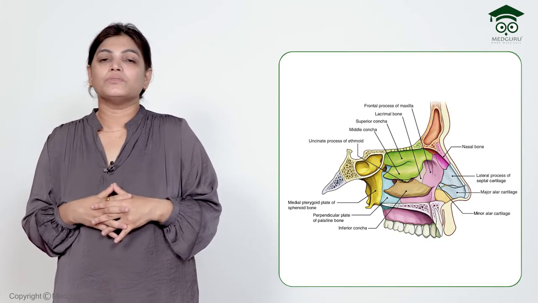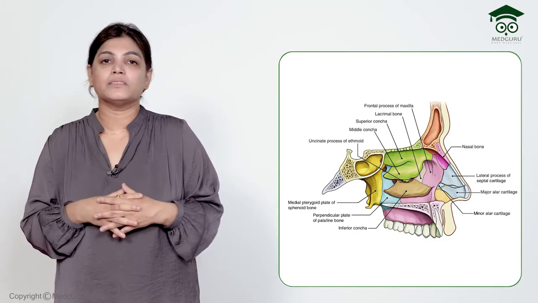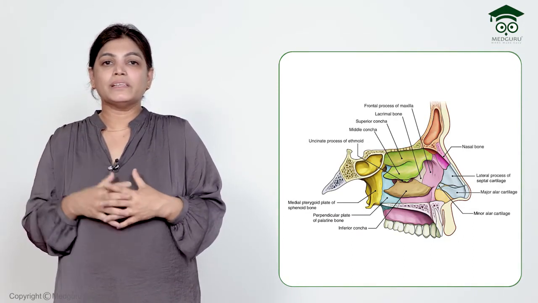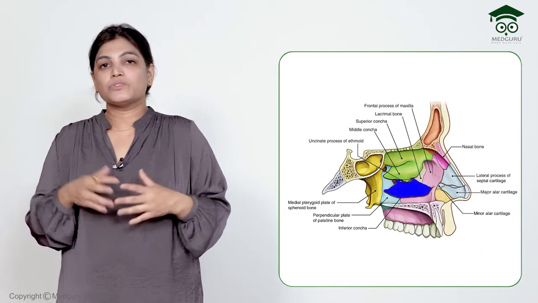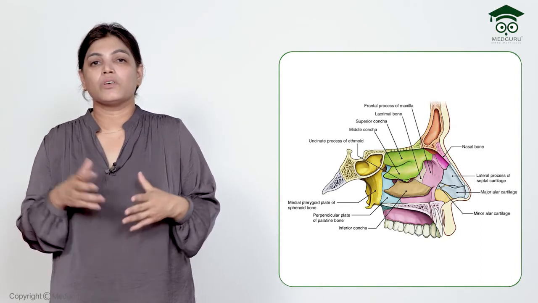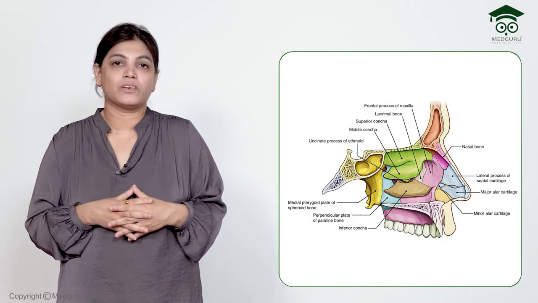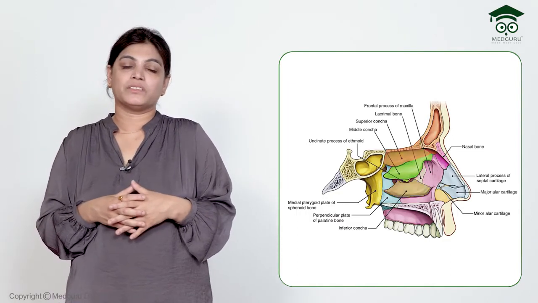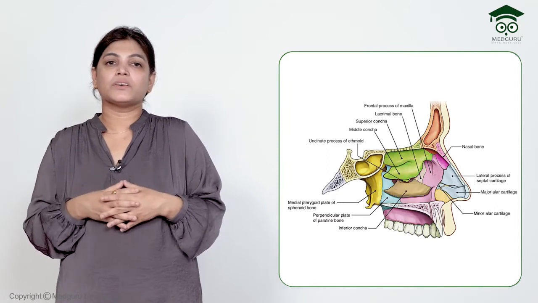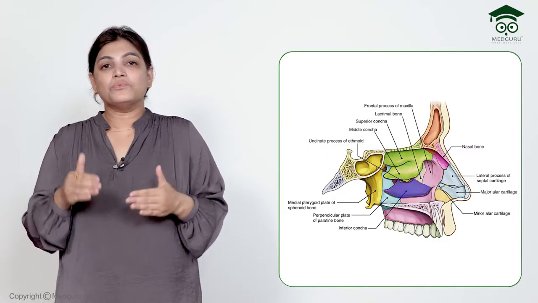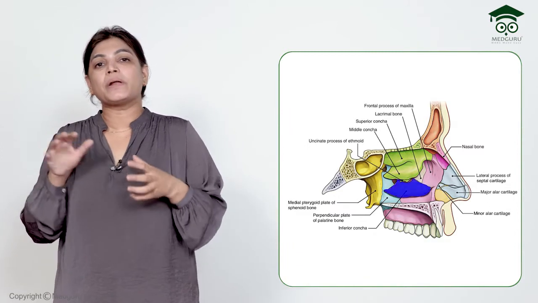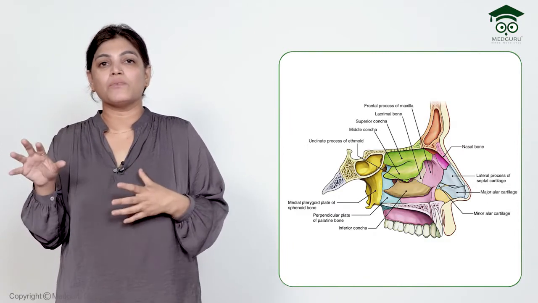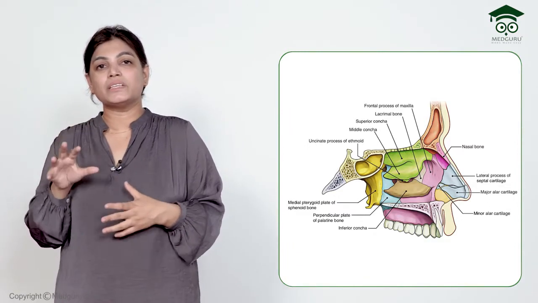Now in the lateral wall of nasal cavity, there are three conchae, that is superior, middle and inferior concha. So it is important as a viva question also. The conchae are also called turbinates. How many turbinates? Superior turbinate, middle turbinate and inferior turbinate. It is a very important question for viva that inferior turbinate is a separate bone. How many turbinates do we have? Three, that is superior, middle and inferior.